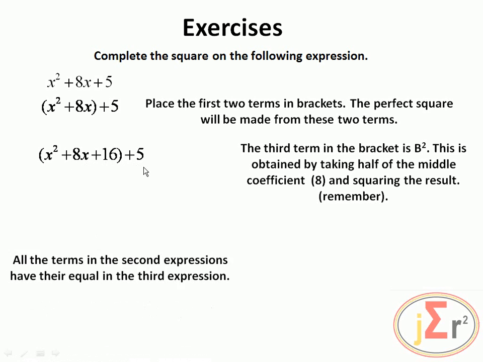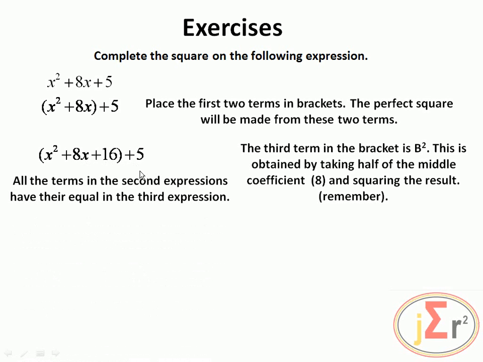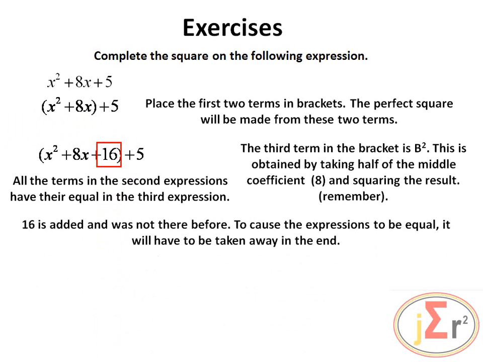When we square that, we get 16. Now what do we know? All the terms in the second expression have their equal in the third expression. So we have those two expressions there. Notice that we have x squared there. Those are equal. Those are equal. And that 16 is added and was not there before. Now to cause the expression to be equal, it will have to be taken away in the end. So we'll have to take away the 16.